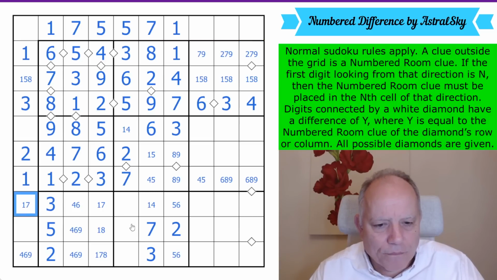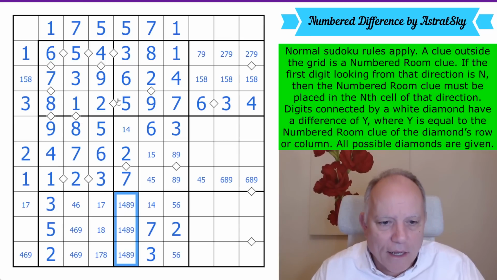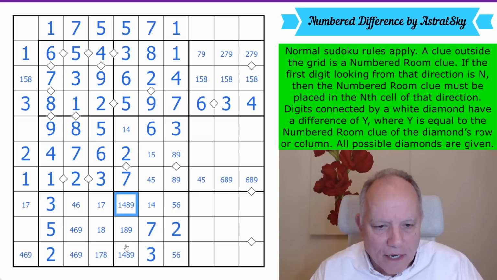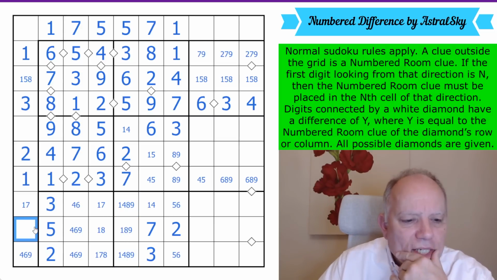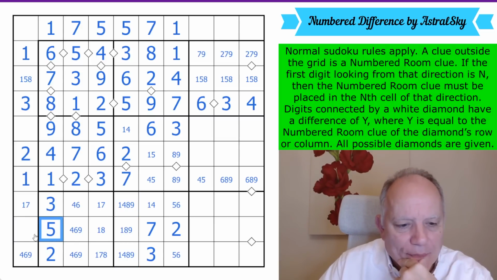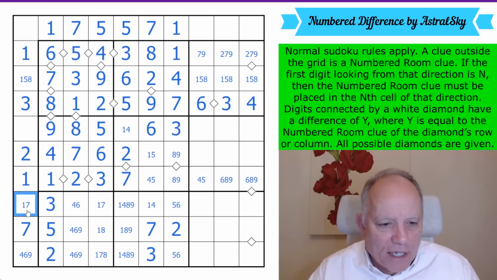Now, 3, 7, 2, 5, 6. These are from 1, 4, 8, 9. But what are we not allowed? A difference of 5. So 9 can't be next to 4. And that means 4 can't be in this cell, or it would be next to 9 somehow. That wasn't very helpful. This is a 7 in numbered room 5. Unfortunately, that doesn't rule out this being a 7 in numbered room 3.